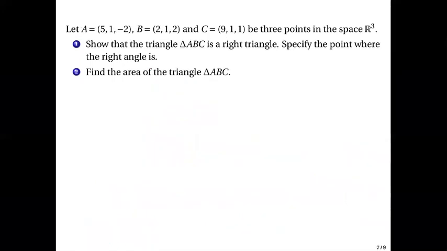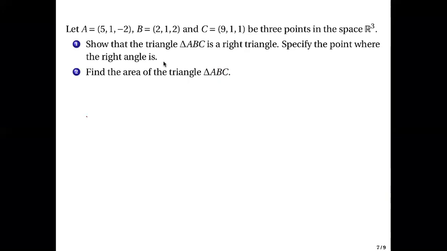Next problem here. Let A be the point 5, 1, negative 2, B be the point 2, 1, positive 2, and C be the point 9, 1, 1. Let these be 3 points in the space R3. We want to show that the triangle ABC is a right triangle. We want to specify the point where the right angle is. Okay?